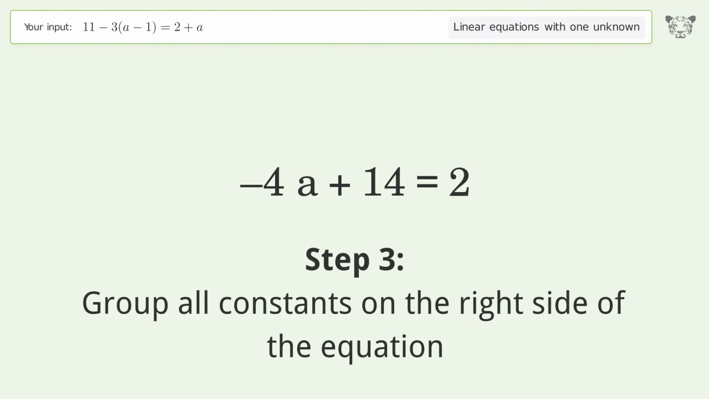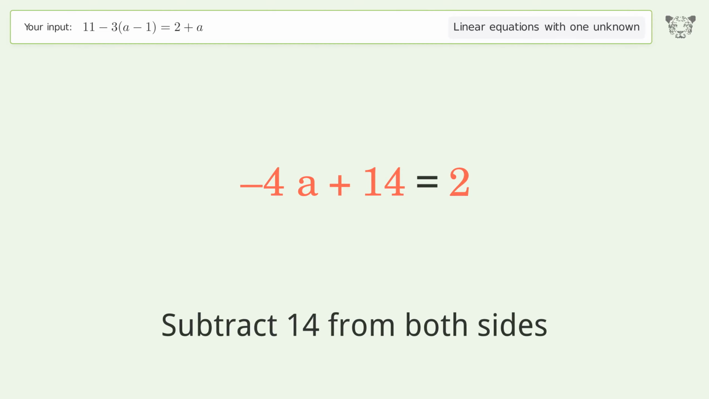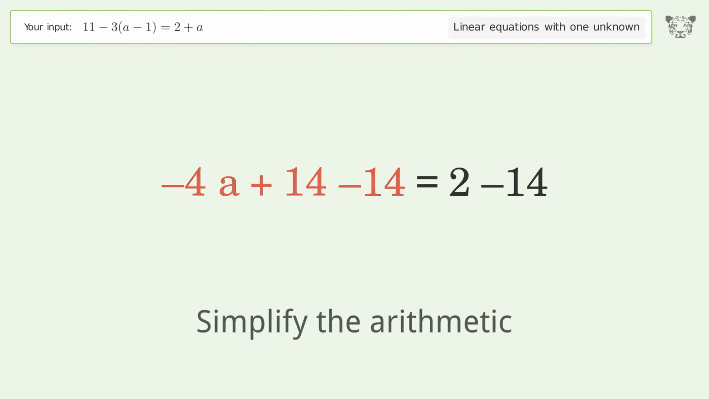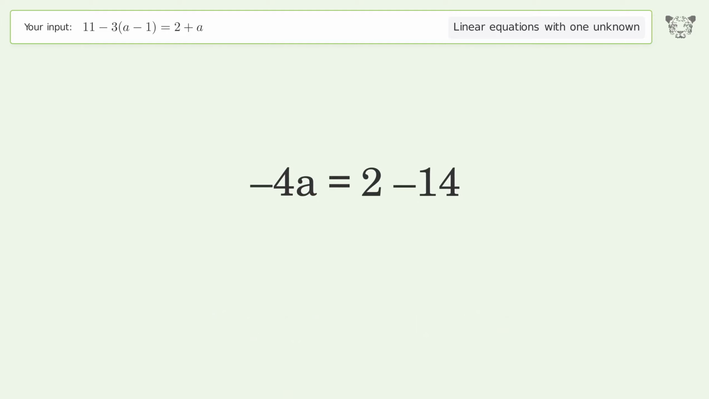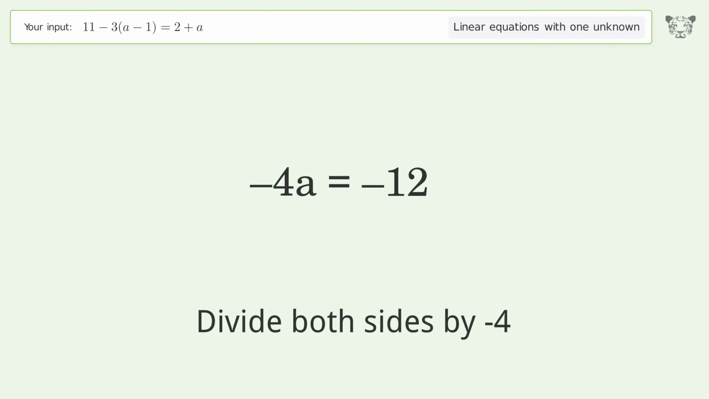Group all constants on the right side of the equation. Subtract 14 from both sides. Simplify the arithmetic. Isolate the a. Divide both sides by -4.